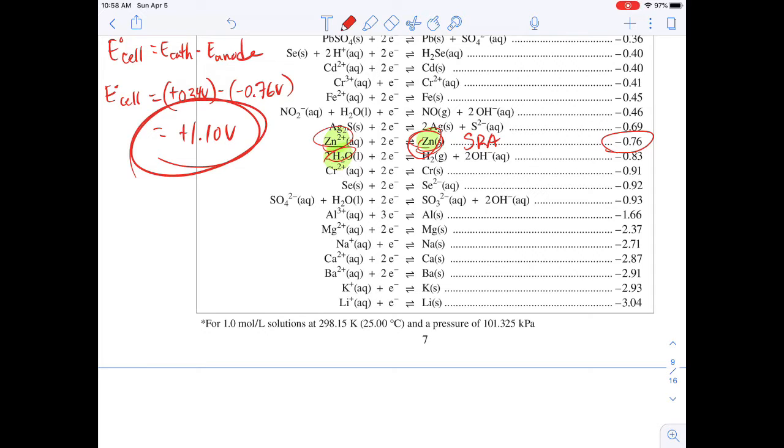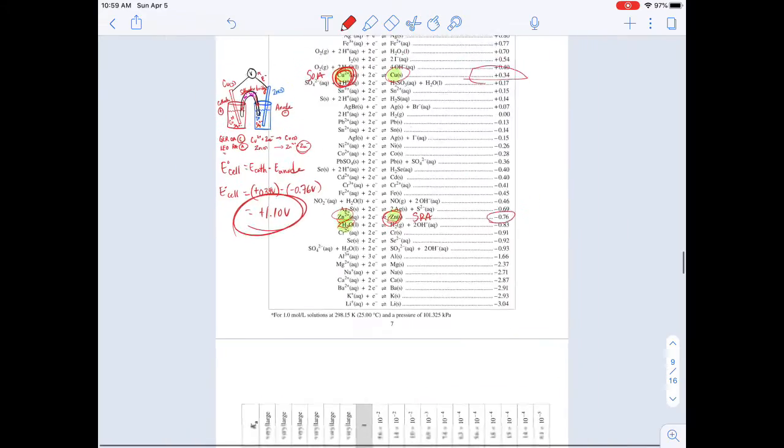Now, spontaneous reactions always have a positive voltage. If you have a negative voltage, it indicates that it's a non-spontaneous reaction. Voltaic cells are always spontaneous.